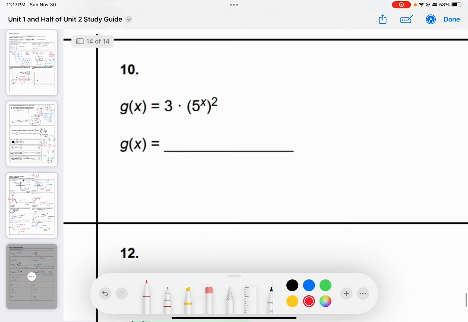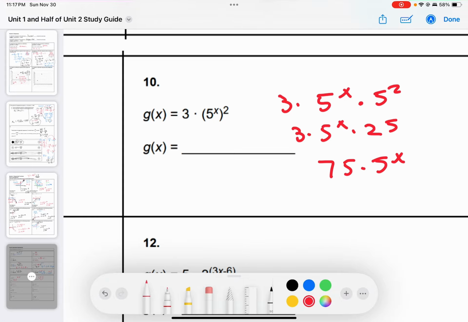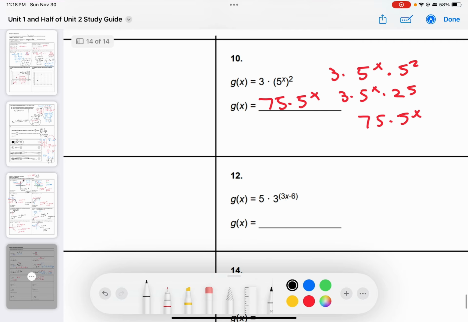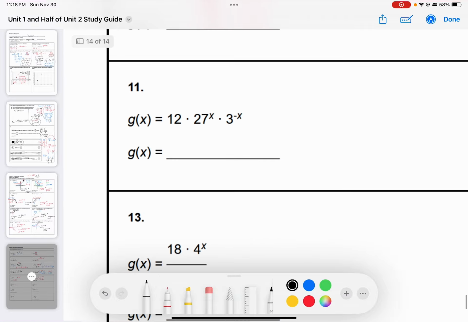Let's keep moving. This could be rewritten as 5 to the x times 5 squared. 3 times 5 to the x times 25. 3 times 25 is 75. So that's going to be written as 75 times 5 to the x. And just so we're aware, I mean, we're used to seeing it like this. Same thing. Okay. Oh, my goodness.